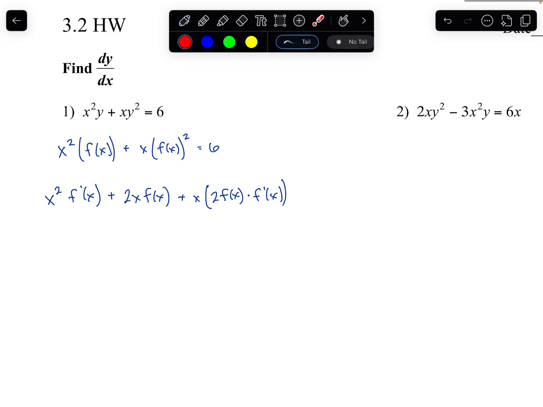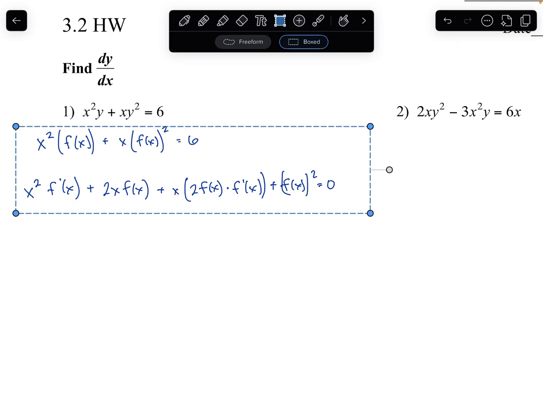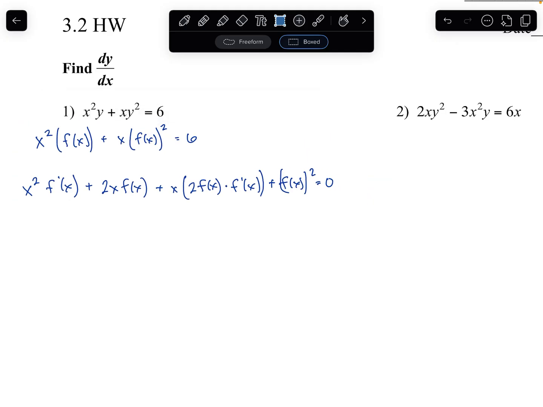So we did the first, x, times the derivative of the second, which was this part right here, which required the chain rule, and then plus the derivative of x, which would be 1, times the second, which is f of x squared, equal to 0, because the derivative of 6 would be 0. So there you go. That's pretty much what you would do.